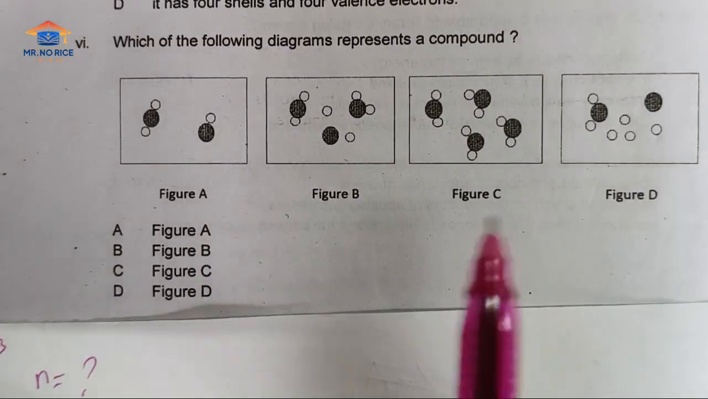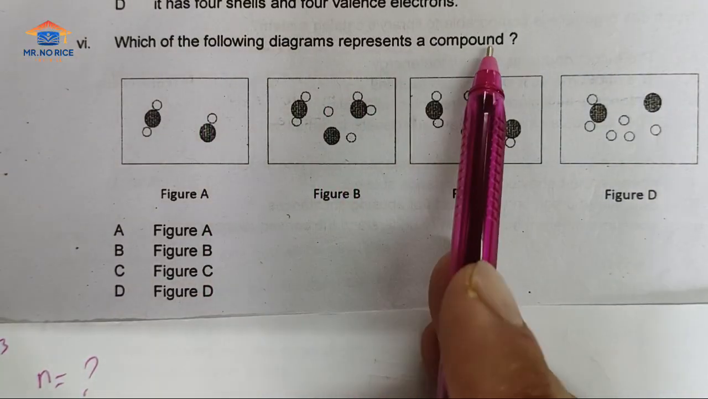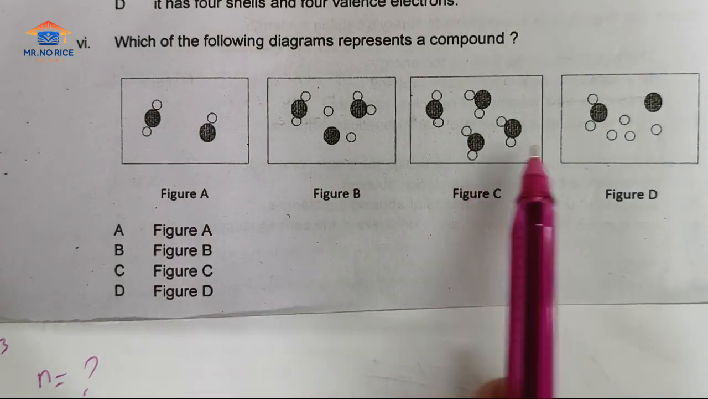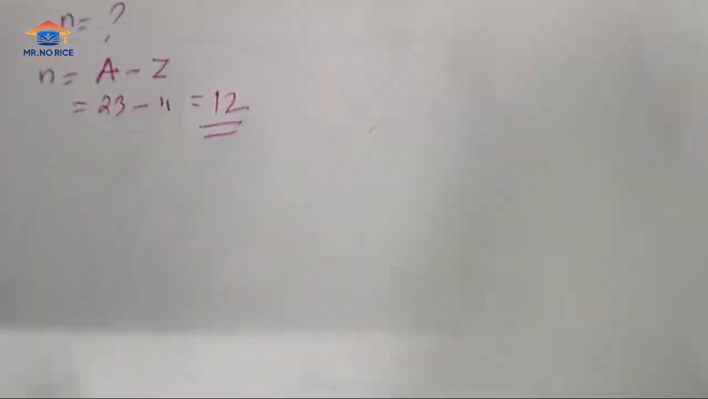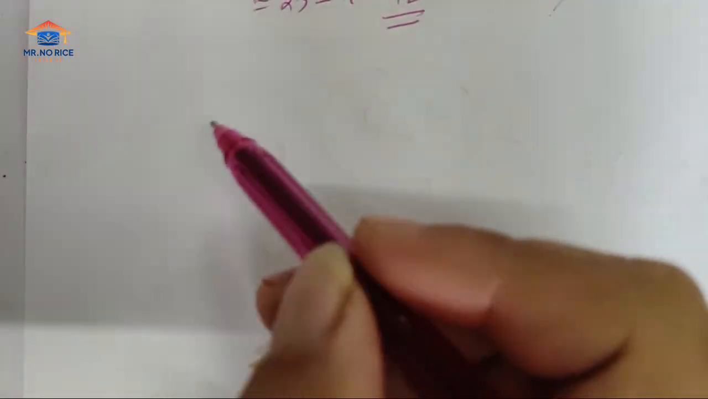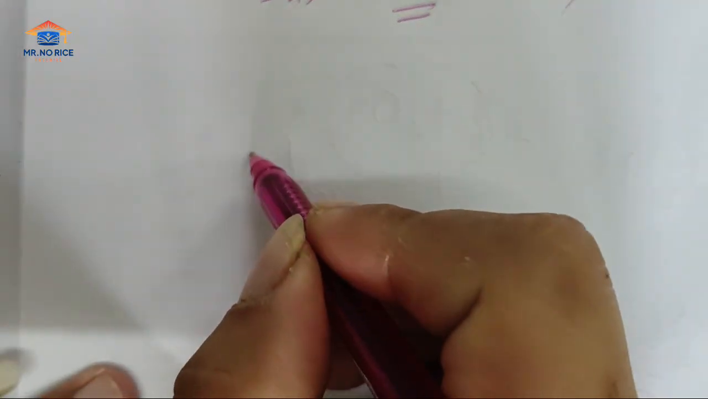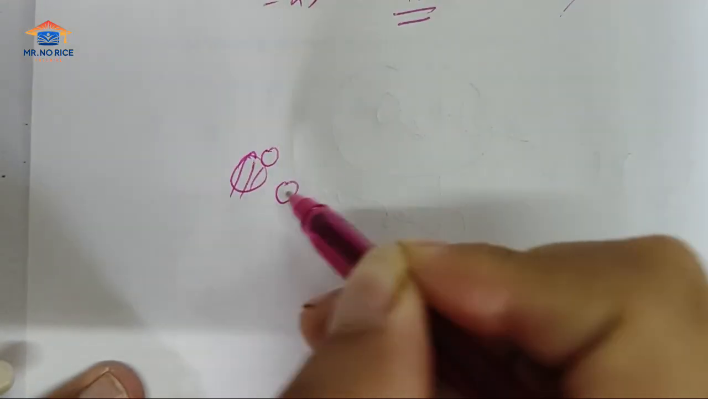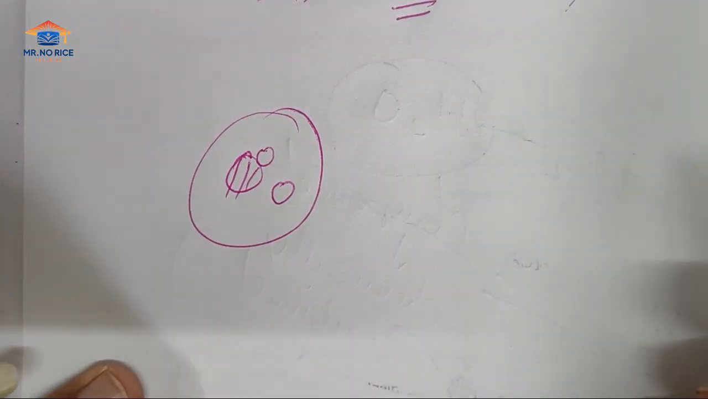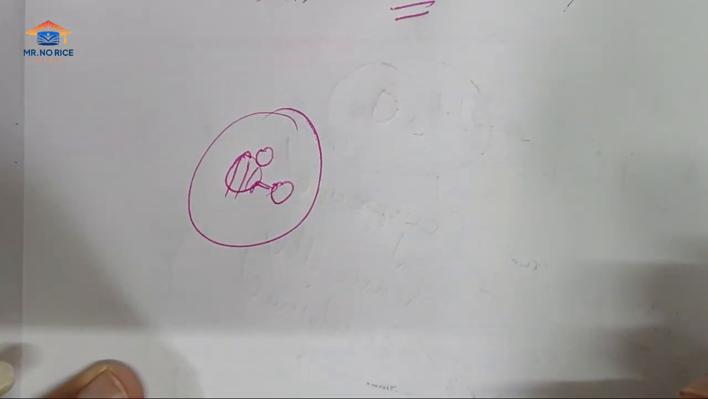So this diagram shows, which of the following diagrams represents a compound. You have figures A, B, C, and D. So I'll explain here. If it is a mixture, it will mix like this. So this is a mixture, because they have not combined chemically.